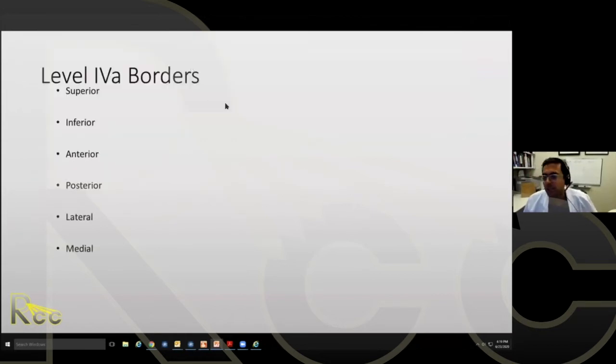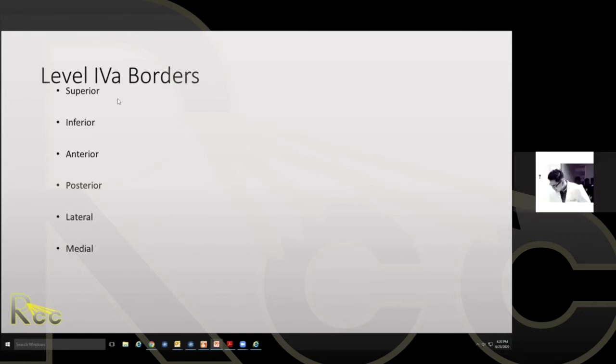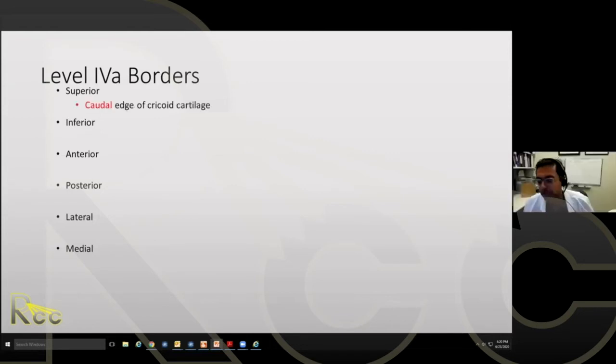All right, so let's go back to more borders. Anyone interested in taking on the superior border? I'll give you a hint. It's the inferior border of level 3. Question is about the superior boundary of level 4A. That's correct. It's the inferior border of the cricoid cartilage. Yep, you got it.